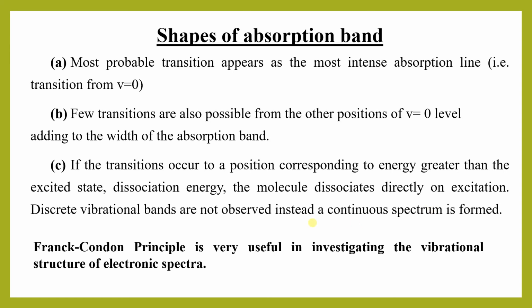Very importantly, the Franck-Condon principle is very useful in investigating the vibrational structure of electronic spectra. So in this class, we'll learn about the types of electronic transitions, that is sigma to sigma star, n to sigma star, pi to pi star, n to pi star, and so on. Then, very important, the Franck-Condon principle and its applications. Thank you.